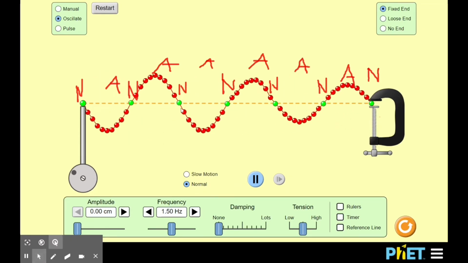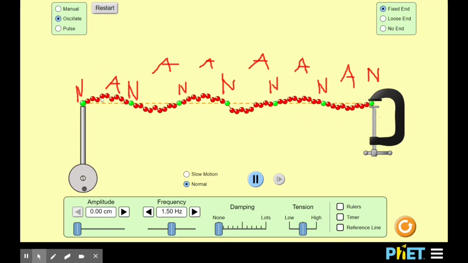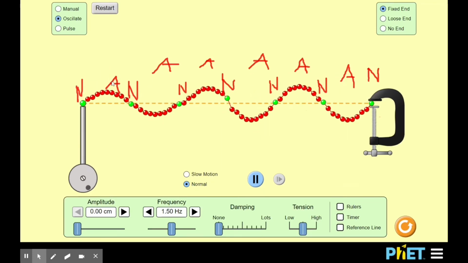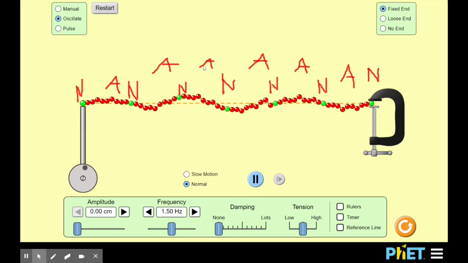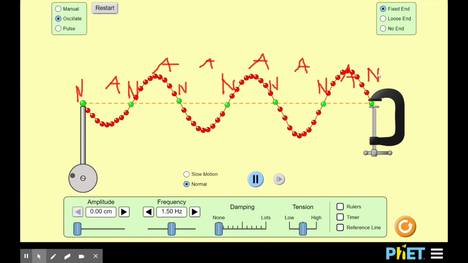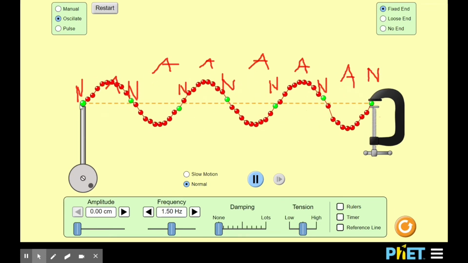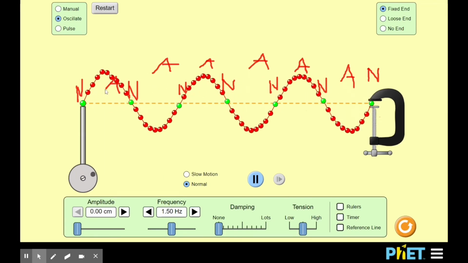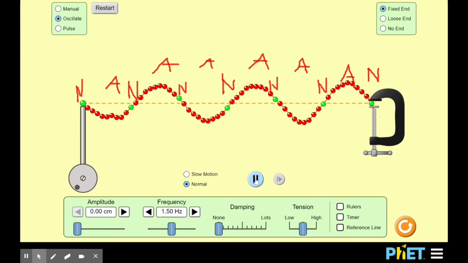So let's start talking about how many waves are here. Okay, so ignore the wave for a second, just talk about nodes and antinodes. So from this node to this antinode, that's going to be 1, to the next node is 2, 3, 4, 5, 6, 7, 8, 9, 10, 11, 12. So that's 12 parts from node to antinode, and remember each one is 1/4, so 12/4 gives me 3 waves.